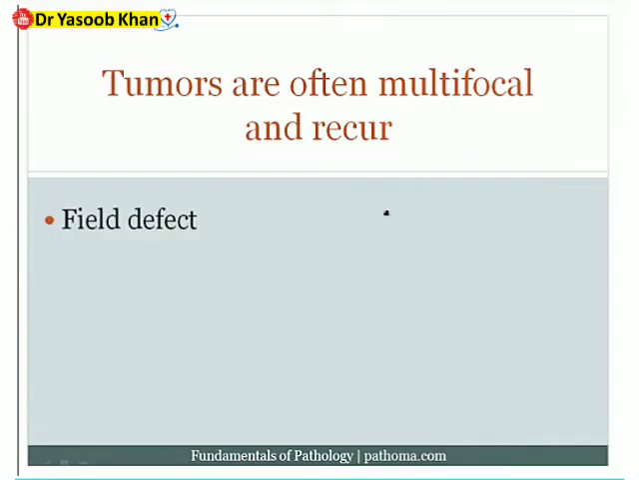Now, patients who develop urothelial carcinoma often have multifocal tumors and often show recurrence. And the reason is that the entire urothelial surface is actually mutated in a phenomenon known as the field defect.